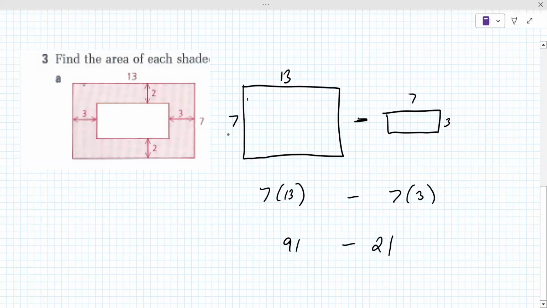Are you generally allowed to use a calculator on your exams? Yes. Okay, so feel free to jump in, do those calculations, or let me know if you have any questions on that.